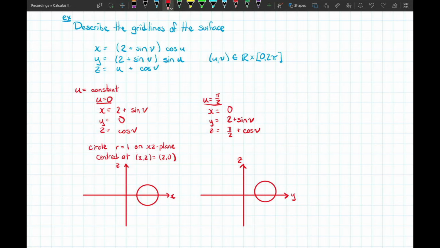Once again, we can draw a little picture of that. Now, in general, we want to really think about what this is always going to look like when u is any constant. So if we just let u equal u naught, it's important to know what is going to be a constant in each of these equations.